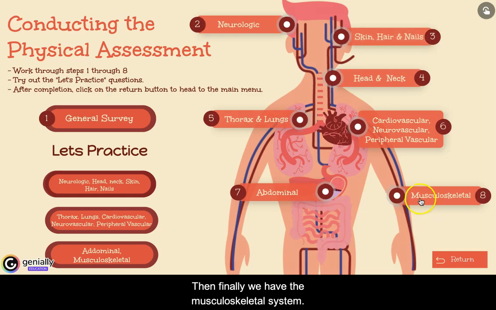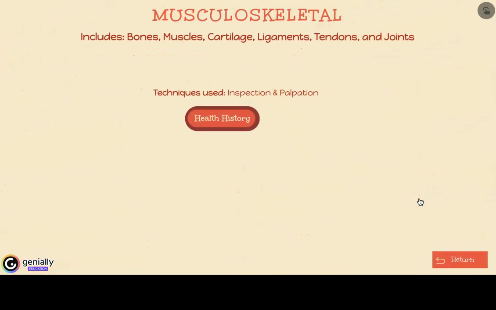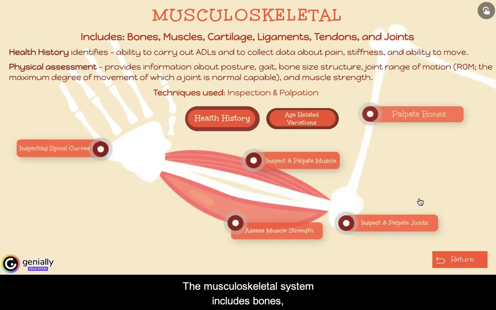Then finally, we have the musculoskeletal system. The musculoskeletal system includes bones, muscles, cartilage, ligaments, tendons, and joints. The health history will identify ability to carry out ADLs, data collection about pain, stiffness, ability to move. Physical assessment provides information about posture, gait, bone size and structure, joint range of motion, and the movement and muscle strength. Then techniques that we're going to use are inspection and palpation.